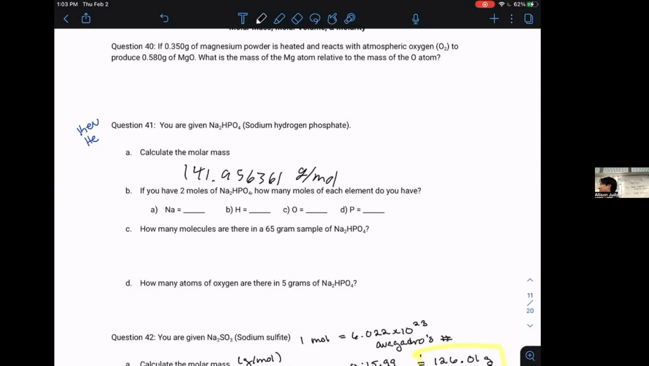Part B. Well, you got half a mole of sodium, right? Am I right? Am I wrong? Yes, Annalise. 4 moles of sodium, 2 moles of hydrogen, 8 moles of oxygen, and 2 moles of phosphorus. So there's 2 moles of sodium per each mole, and so if you have 2, you do 2 times 2, which is 4.